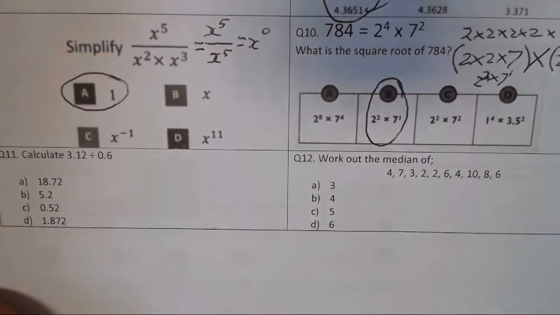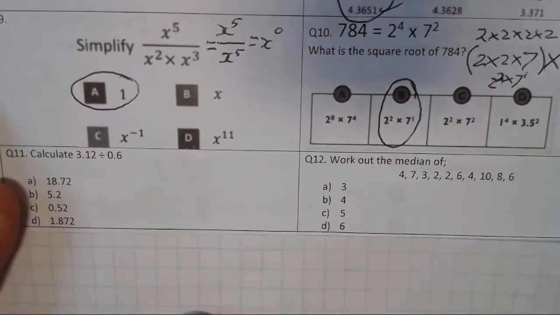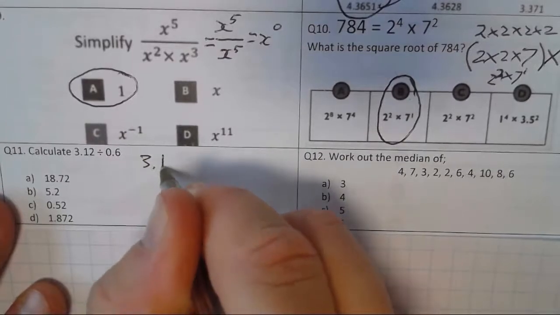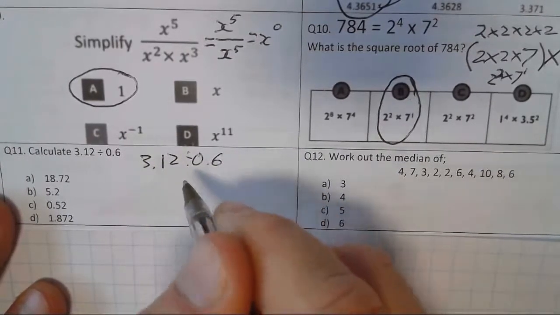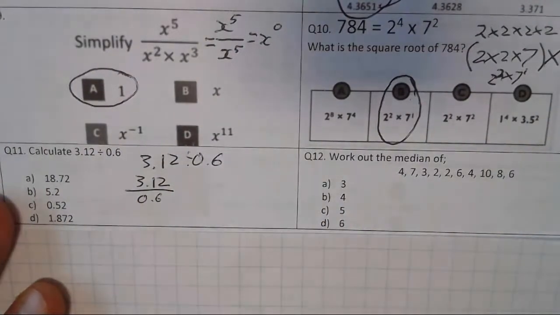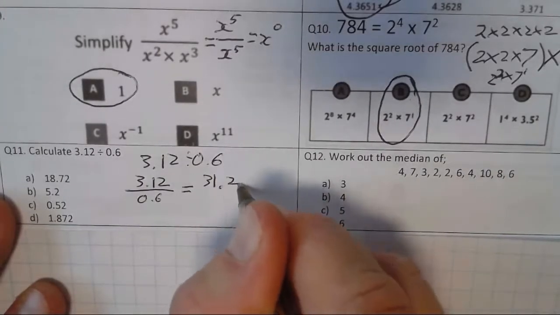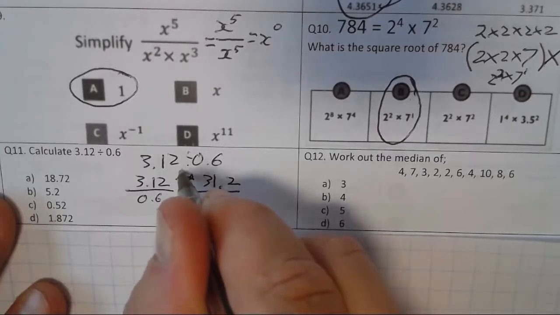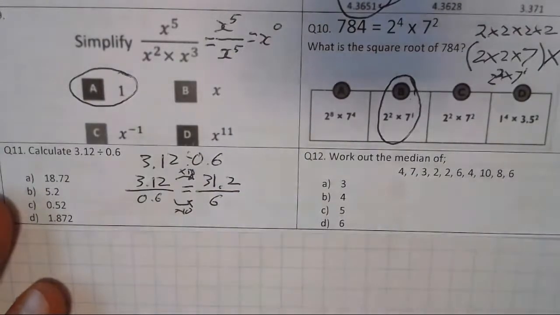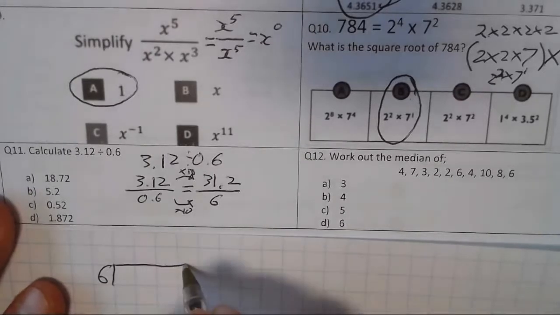Okay, last questions on the first page, 11 and 12. 3.12 divided by 0.6. So if I've got 3.12 divided by 0.6, if I put that as over 0.6, which is the same thing as a division, I can then use 31.2 divided by 6. It's an equivalent fraction. I'm just timesing by 10 top and bottom, and that then gives me a whole number to divide with. So I can then do that as a little bus stop with the whole number outside.